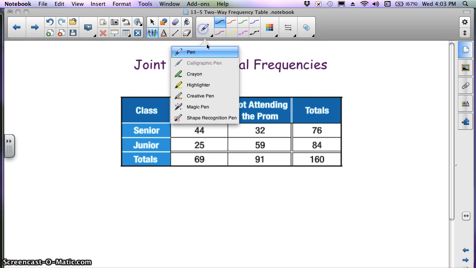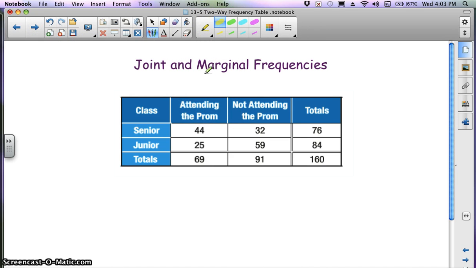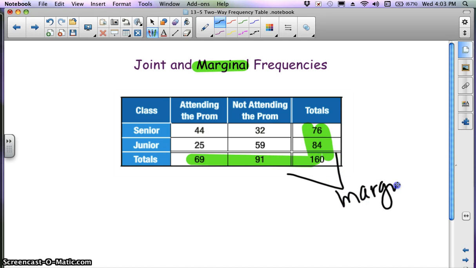So now we have some more vocabulary, joint and marginal frequencies. Your marginal frequencies are going to be the totals here. Okay, they're in the margins, think of that. So those are your marginal frequencies. And then the joint is going to be everything on the inside. So this would be your joint.